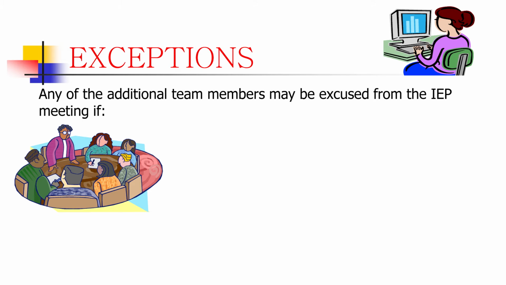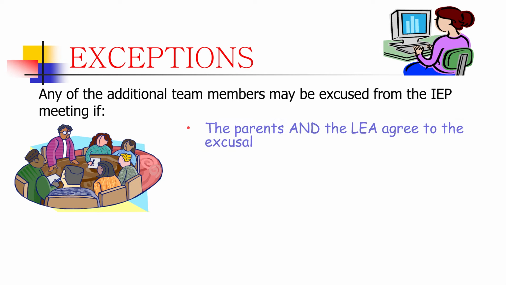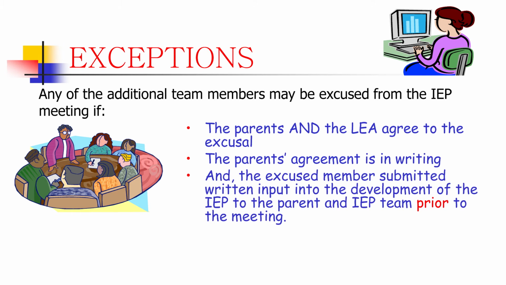Okay, so any one of those additional team members can be excused from the IEP meeting. So a regular education teacher, a special education teacher, a related service provider, or any other person who has knowledge or special expertise can be excused from the IEP meeting. The parents and the LEA must agree to the excusal, and it must be in writing, and information provided from that IEP team member has to be provided to the parent in writing prior to the meeting.